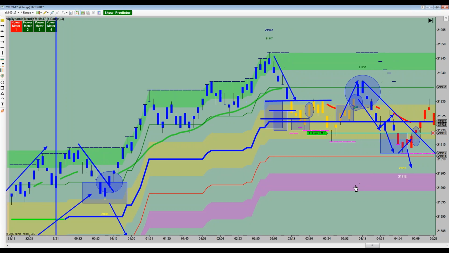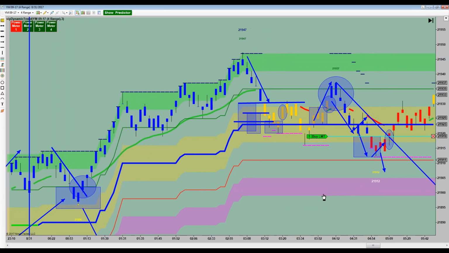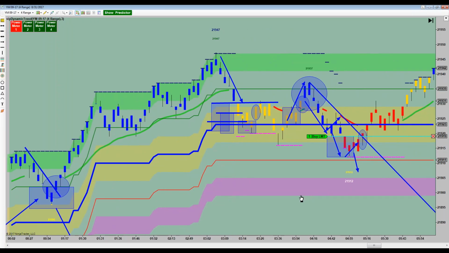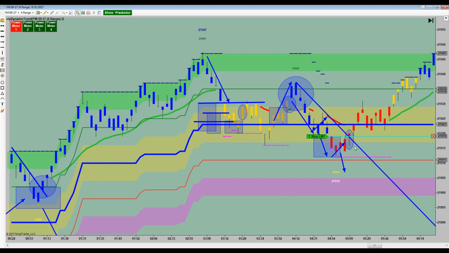Let's see what happened on this trade. Pops up, chops around a little bit, hangs around the midband, goes up, and then it takes out the swing at the top and continues to run. So that second trade turned out to be pretty good.